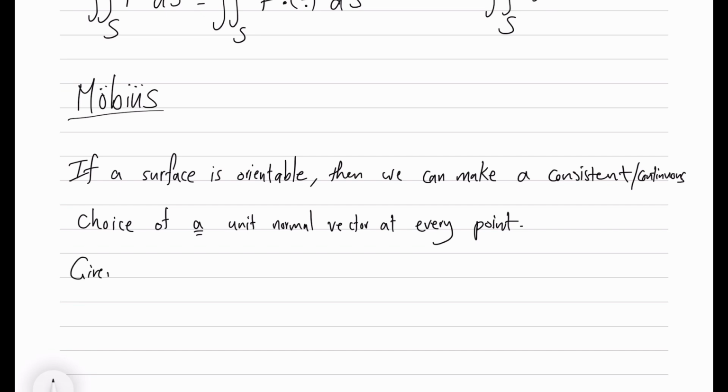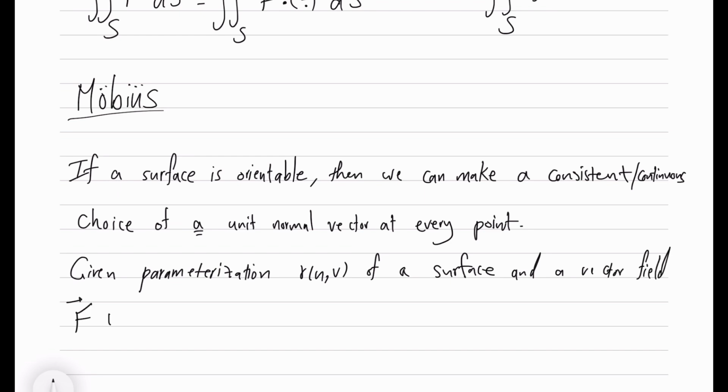So given a parameterization r(u,v) of a surface and a vector field F, we define the integral over S of F dot dS, mimicking what we used in line integrals, the integral of f ds over the curve versus the integral of the vector field dot dr. So that's the analogy.